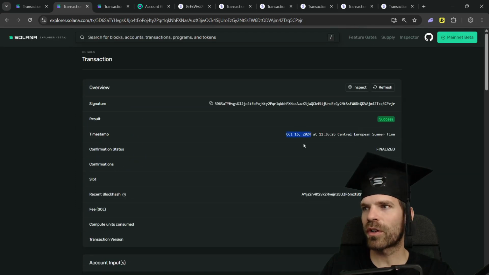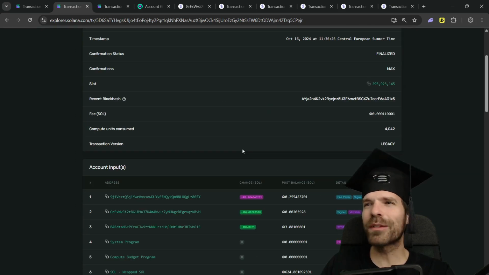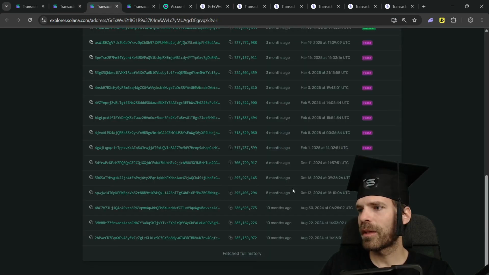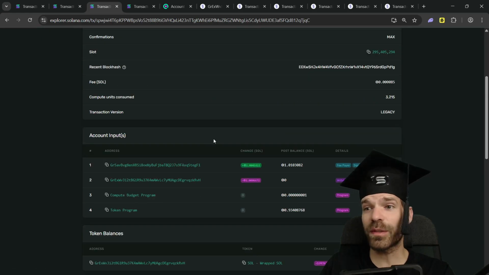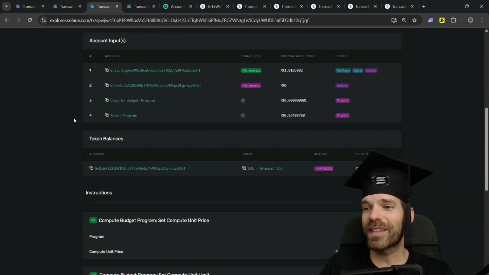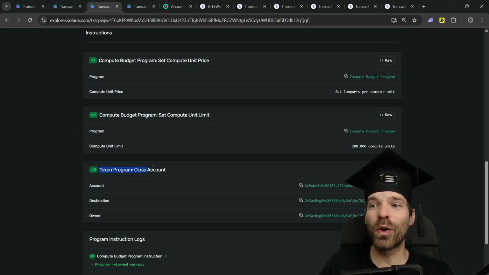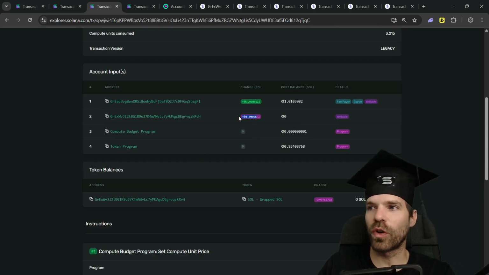That was October 16th. What happened in between for this account? Between August and October, there's one transaction in between here on October 13th. What happened here? Oh, see, that's where it is. There we go. What is happening here is I closed the token account, basically leaving the address as a fresh address again and taking off the 1 Sol that was on there.